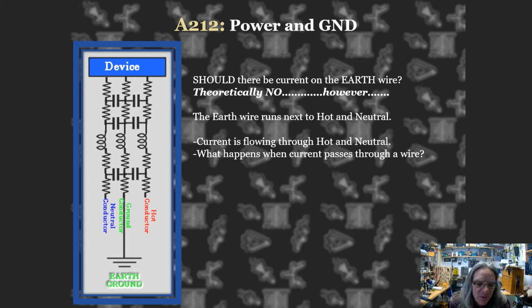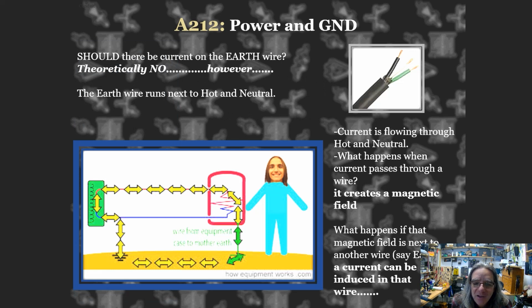However, let's think about what's going on. We know that the earth wire is running next to hot and neutral. There's current flowing through hot and neutral. So what happens when current passes through a wire? Well, we know it drops some voltage, but it also creates a magnetic field. We know that a magnetic field induces current on another wire. So we have current flowing through a wire, which creates a magnetic field. That magnetic field then can induce a current in another wire. That's how transformers work. So we've seen that work already.